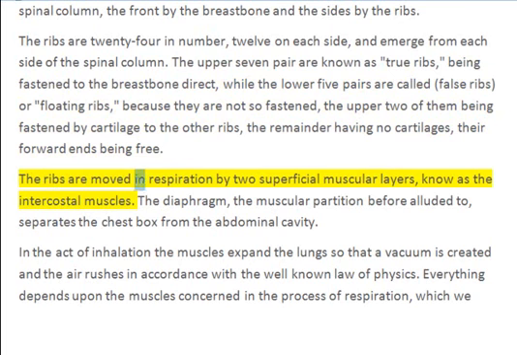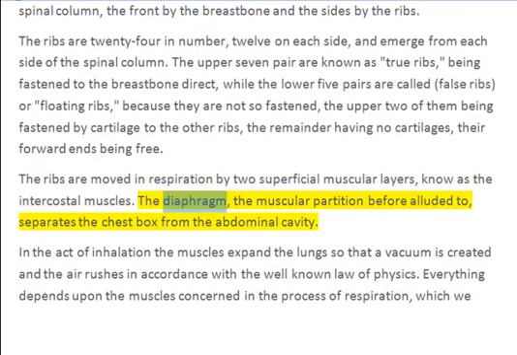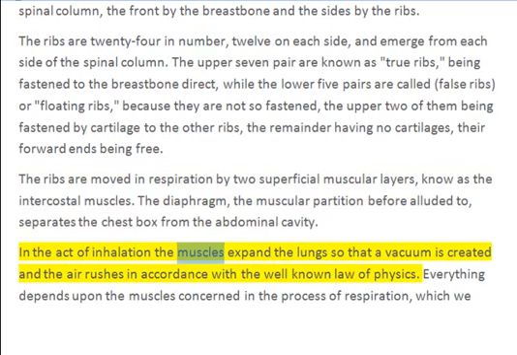The ribs are moved in respiration by 2 superficial muscular layers, known as the intercostal muscles. The diaphragm, the muscular partition before alluded to, separates the chest box from the abdominal cavity. In the act of inhalation the muscles expand the lungs so that a vacuum is created and the air rushes in accordance with the well-known law of physics.